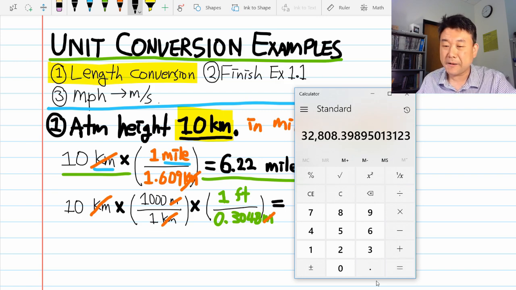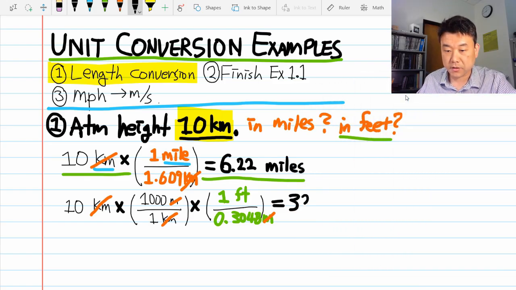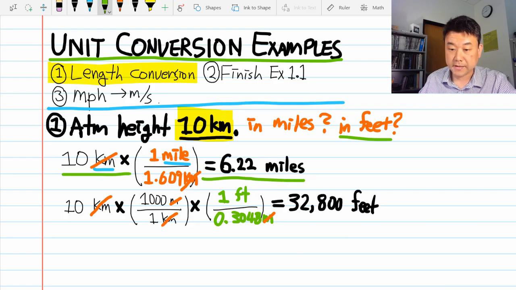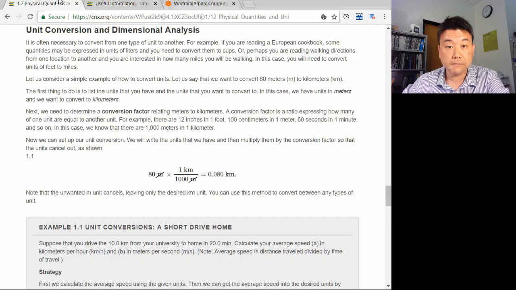32,808. So keeping 3 significant figures, this would be 32,800 feet. That's it. That's the first example, converting length between an SI unit to English customary or imperial unit. All right, let's move on to the second case.